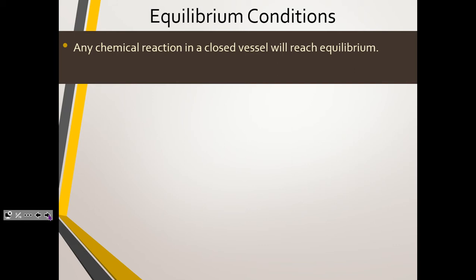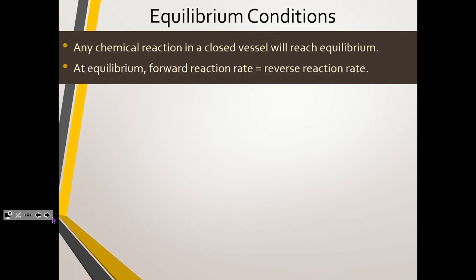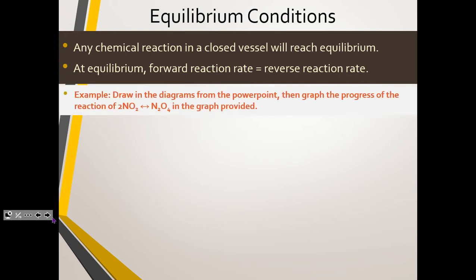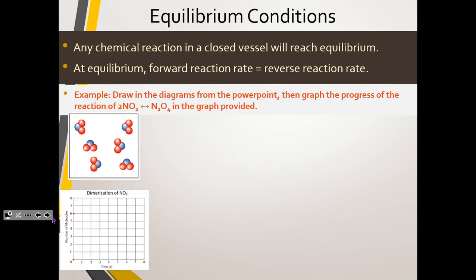Any chemical reaction in a closed vessel will eventually reach equilibrium. Now, if we open up a container, we're subjecting more molecules to become a part of our system. At equilibrium, the forward reaction rate will equal the reverse reaction rate. So we're going to take a moment and we're going to draw some pictures here explaining what's happening as particles eventually reach equilibrium. So you may want to pause after each section here.